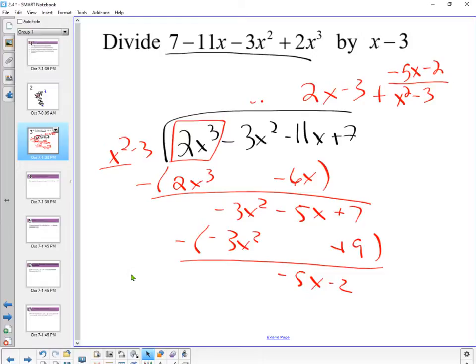Some teachers don't really care where you put this stuff, and then that just confuses students sometimes. But if you line everything up, look, if you scroll down, see how my x cubes are here? All my squares are there, these are all my x's, all my constants, and finally my remainders. So it lines up really nice. Okay? Can I move on?